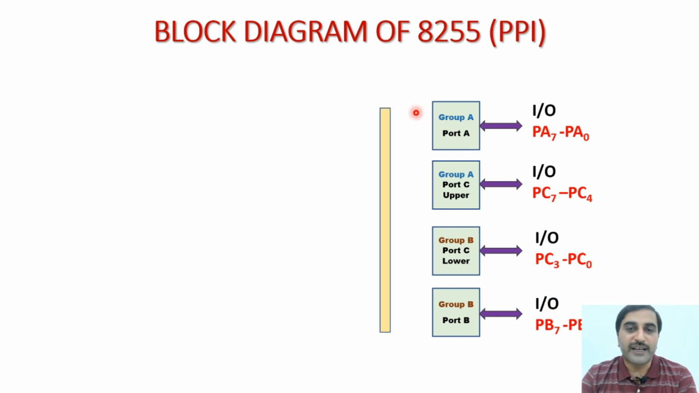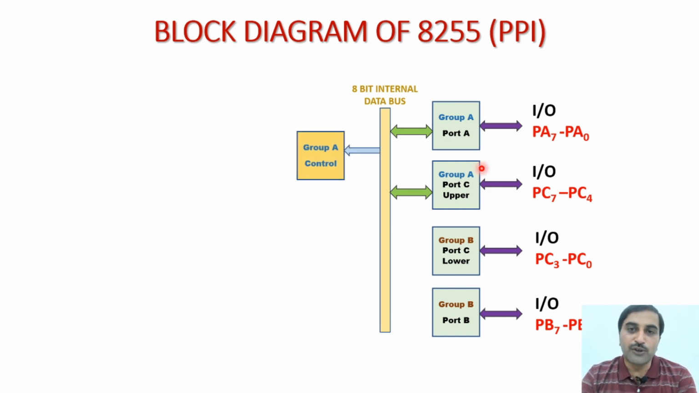All these ports are connected to the 8-bit internal data bus of the 8255. Here you can see port A is connected with 8-bit internal data bus and port C upper is connected with 8-bit internal data bus. Now port A and port C upper makes a group that is known as group A, that already we have studied. This group is basically controlled by the group A control block, and you can see that these connections are there for controlling of port A and for controlling of port C upper.